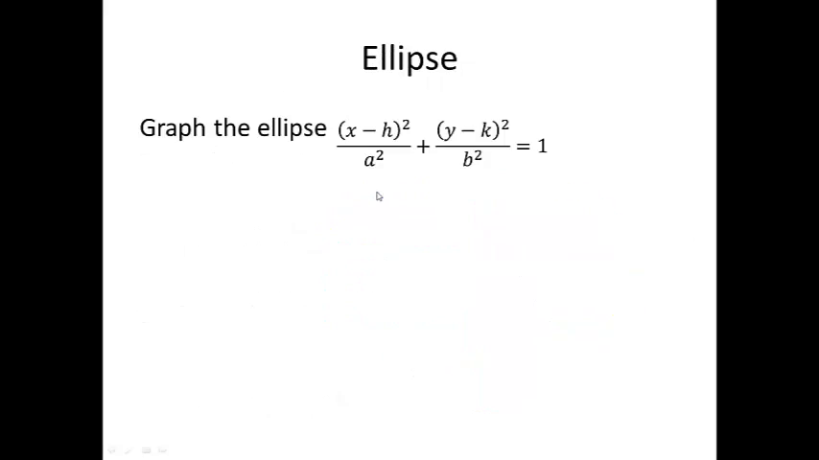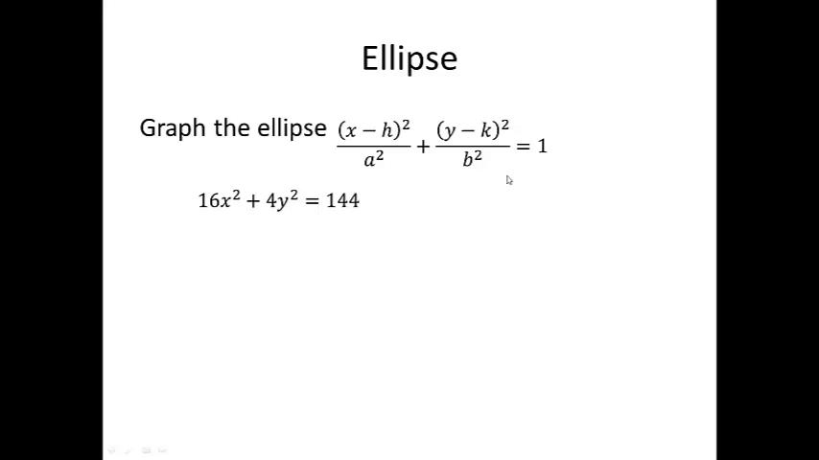All right. So if you were to graph this ellipse, this is the standard form where H and K are the center, and A is the distance on the horizontal axis from the center to the vertex, and B is the distance on the vertical axis from the center to the vertex.